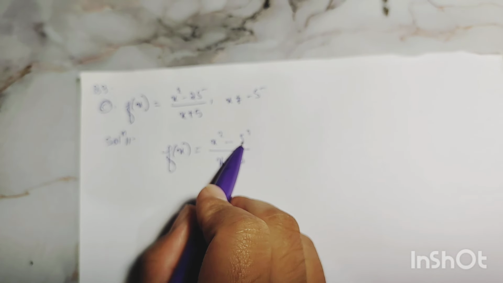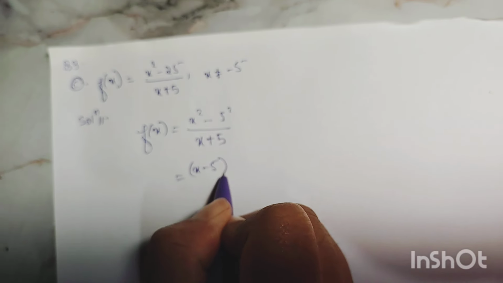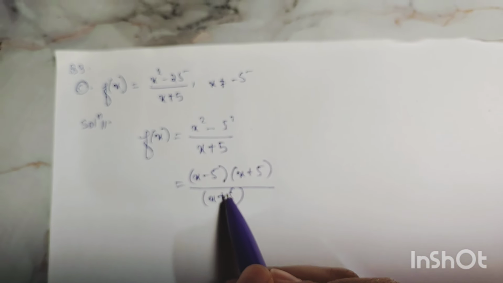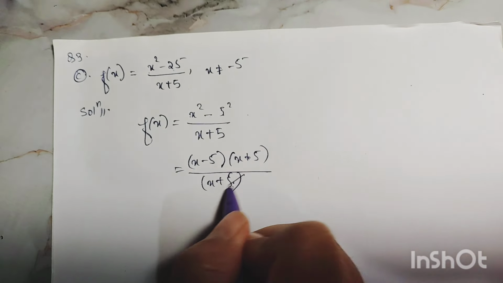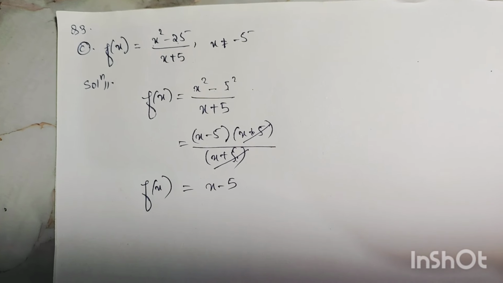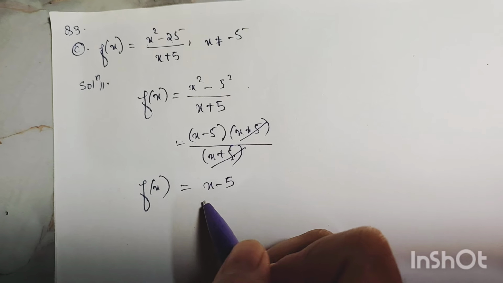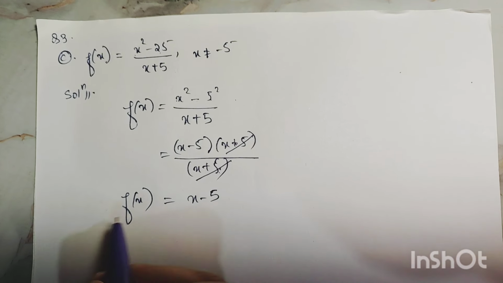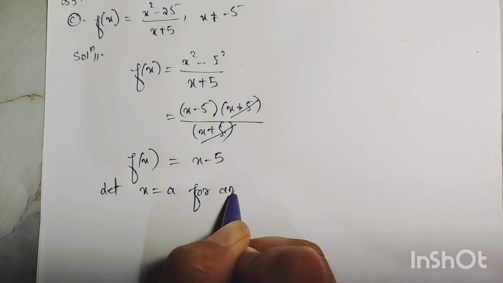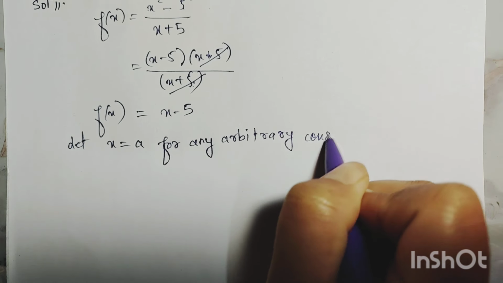Using the formula a squared minus b squared equals a plus b times a minus b, we get x minus 5 times x plus 5 divided by x plus 5. The x plus 5 in the numerator and denominator cancel, leaving x minus 5. This equation holds for all x except where x equals minus 5. Let x equal a, for any arbitrary constant.